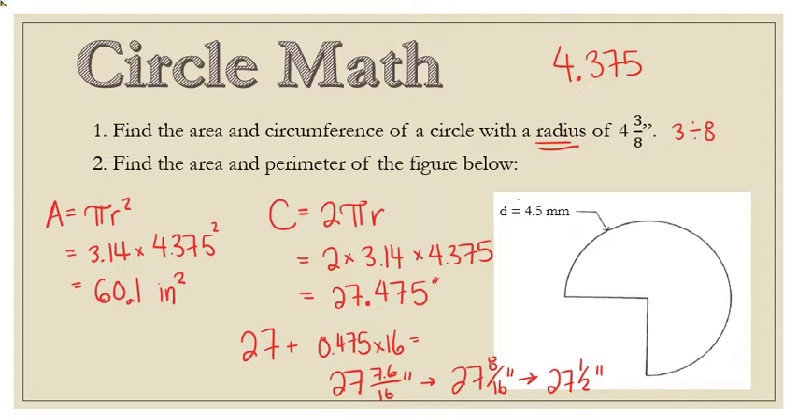Okay, so that's number one. Number two, we'll switch to another color. Area and perimeter of the figure below. Okay, so the area, it's a circle, but it's like a Pac-Man. It's got the mouth cut out of it, right? So how much of a circle is this? Three-quarters of a circle, right?